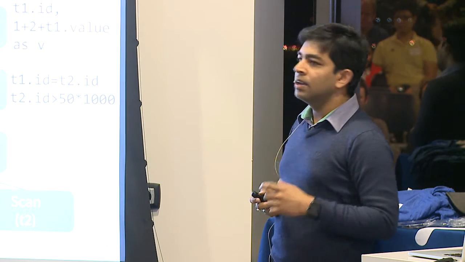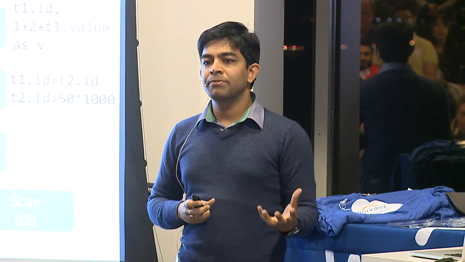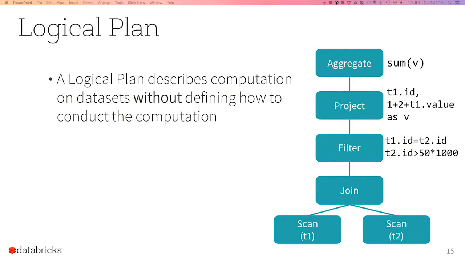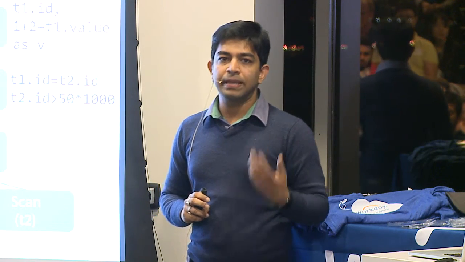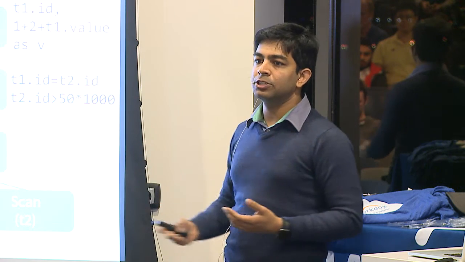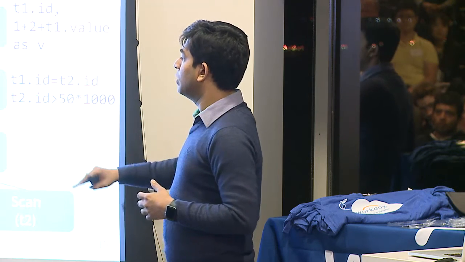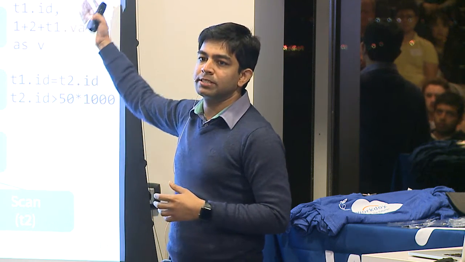Now a query plan, which in some ways is the blueprint of query execution, can be of two types. One, we can have a logical plan. And a logical plan describes computation on data sets without really defining how to conduct that computation. In this specific case, depending on the format of the table, the scan operator implementation might look very different. But as far as the logical plan is concerned, it just logically talks about this operation as being a scan. Similarly, the join implementation could be very different depending on the sizes of these tables or the distribution of the data sets. But the logical plan only concerns itself with joins, filters, projects, and aggregates.